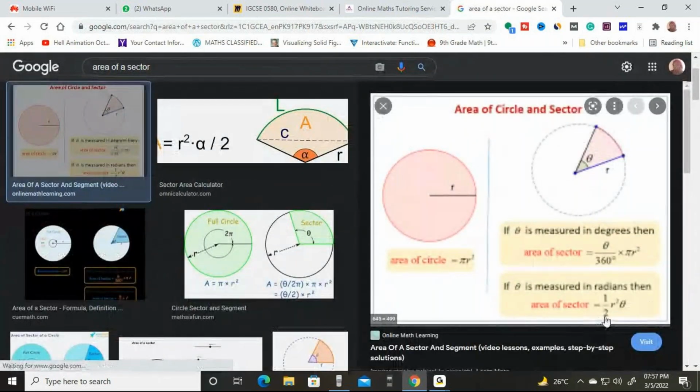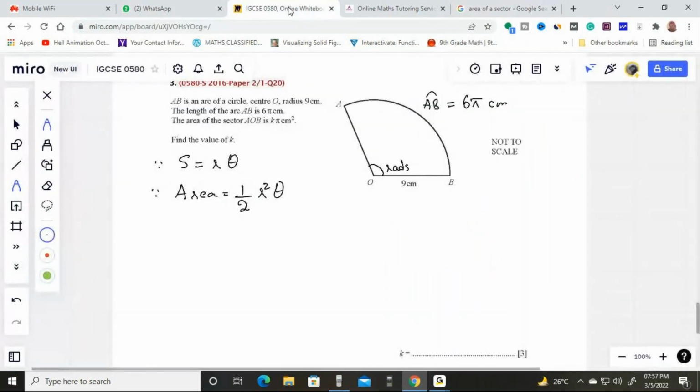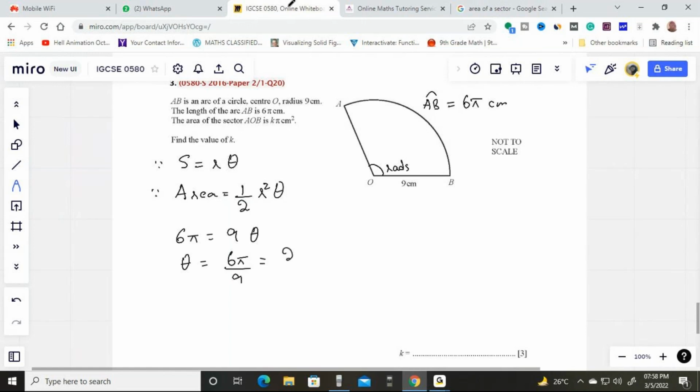1 upon 2 r square theta, when your theta is measured in radians. So remember, whenever the angle is not mentioned, you always consider radian formulas. Okay. So now I need to find the value of my theta. So arc length S is 6 pi. 6 pi equals to radius, my 9, times theta. So theta will be 6 pi by 9, that is 2 pi by 3 rad.